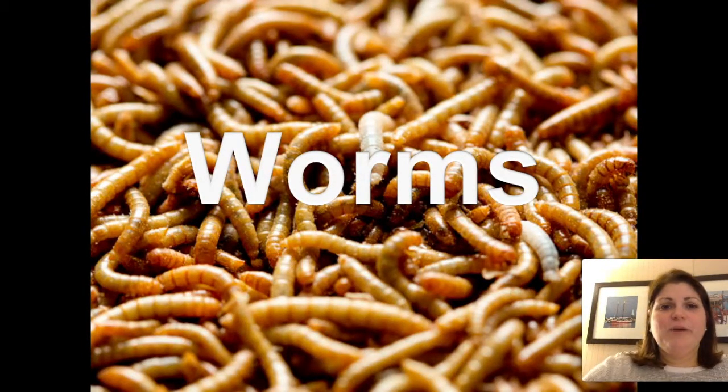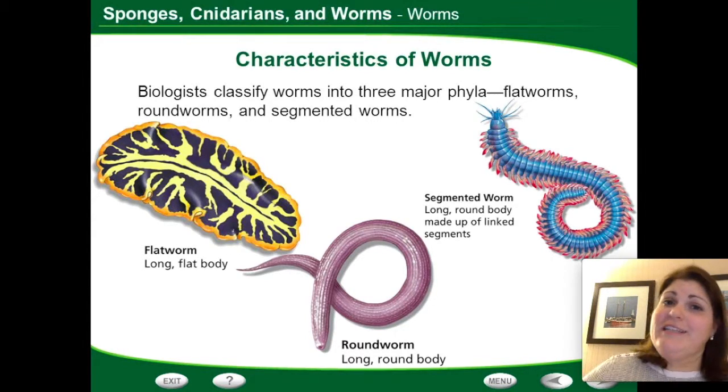Hi, in this video we're going to be talking about the creepy crawly worms. One of the most surprising things about worms is the variety in which they exist. There are 3 different animal phyla that all are types of worms.